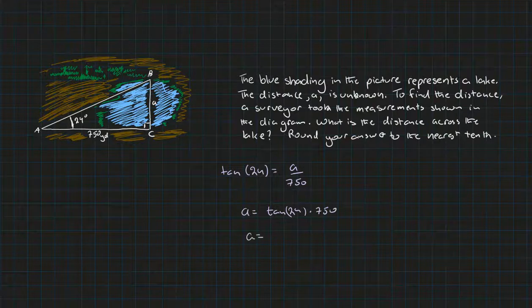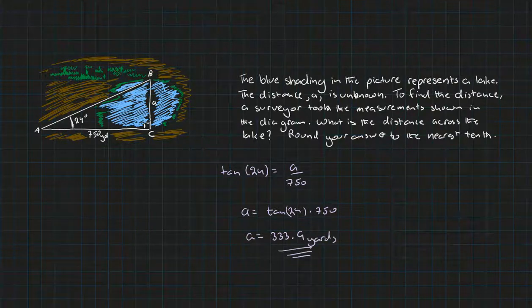And then using my calculator, I'm going to end up getting 333.9 yards. So the distance from B to C is 333.9. And that's it for right triangle trig.